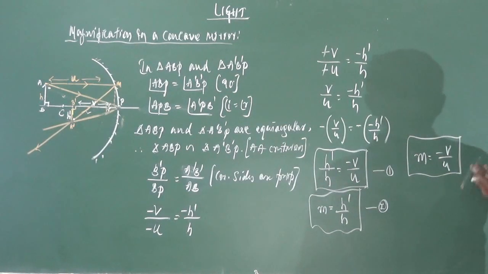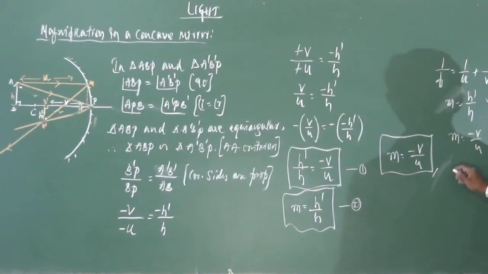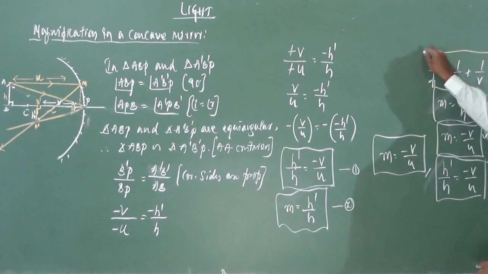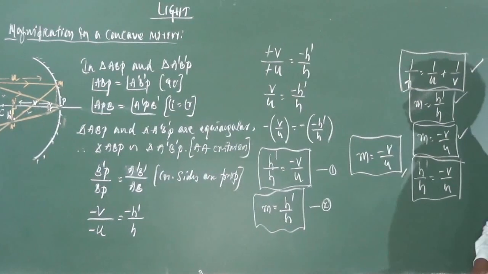So we have three formulas here. One is 1 by f is equal to 1 by u plus 1 by v. This is called the mirror formula. Then m is equal to h dash by h. This is the magnification of a mirror. And m is equal to minus v by u. This is the magnification of a concave mirror, and we can easily equate these: h dash by h is always equal to minus v by u. These are the formulas you have to remember before solving the numericals.